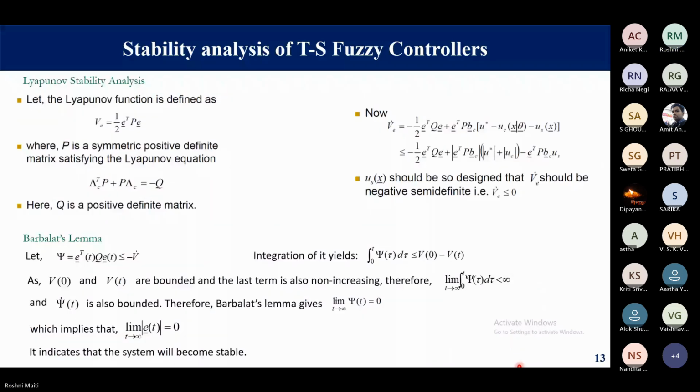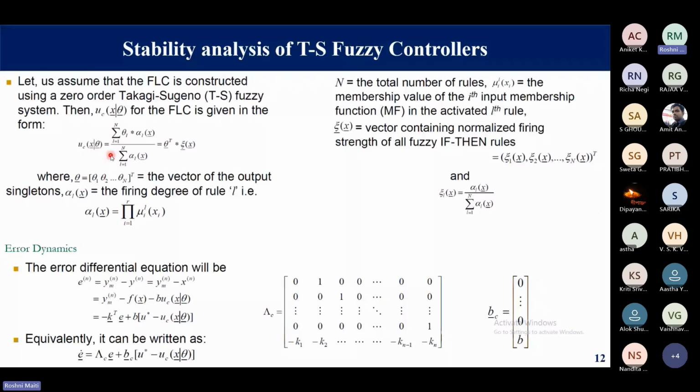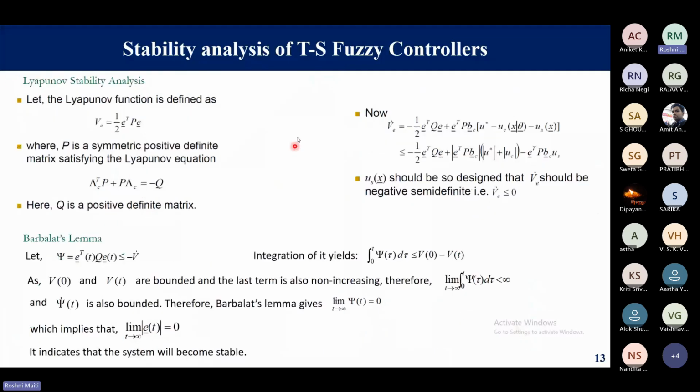Now, after developing up to this error vector, we have to check whether this error will be bounded or not. Therefore, to check the boundedness or the stability of any nonlinear system, we have to go for Lyapunov stability analysis and Barbalat's lemma. Here we are concerned about the nonlinear system.